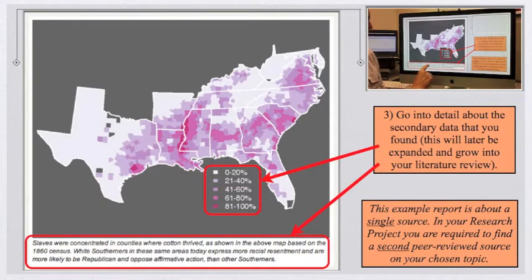The slaves were concentrated in counties where cotton thrived, as shown in the above map. So from the 1860 census or 1880 census, I forget what it was, they found the concentrations where slaves were very, very highly concentrated, 81 to 100%.